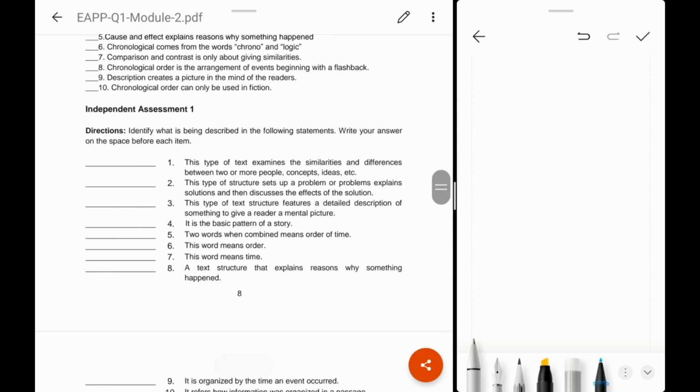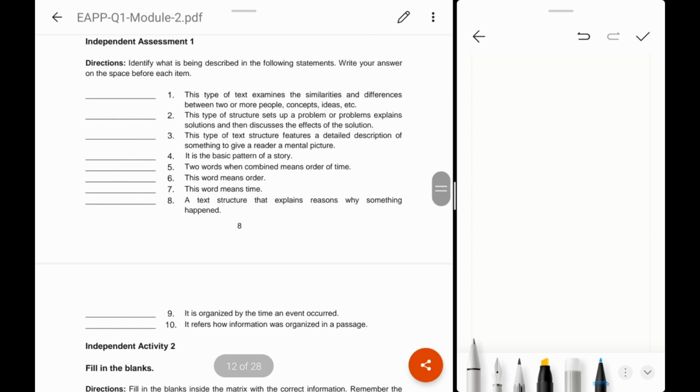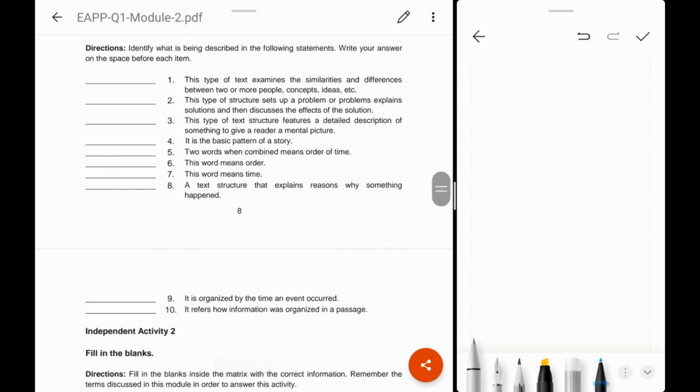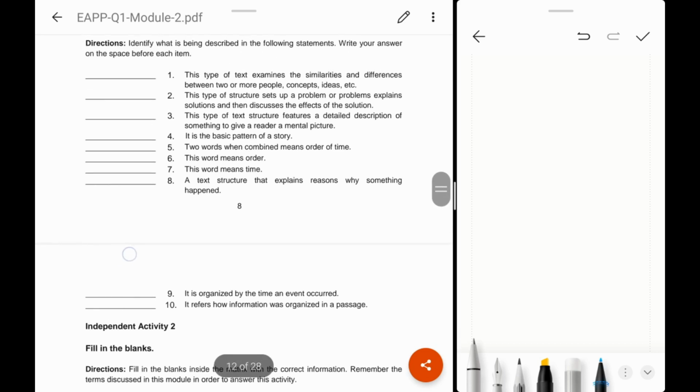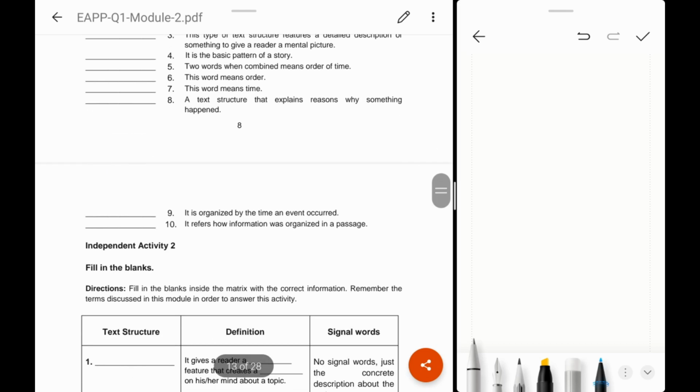Let's go to independent assessment 1. Here, the instructions are: identify what is being described in the following statements. Write your answer on the space before each item. So on your paper, write there independent assessment 1 and then write 1 to 10. And then identify what is being defined here. Please observe correct spelling. If you are not sure with the spelling, you may go back to the module, to our lesson discussion, so you would have the correct spelling of the terms being defined.